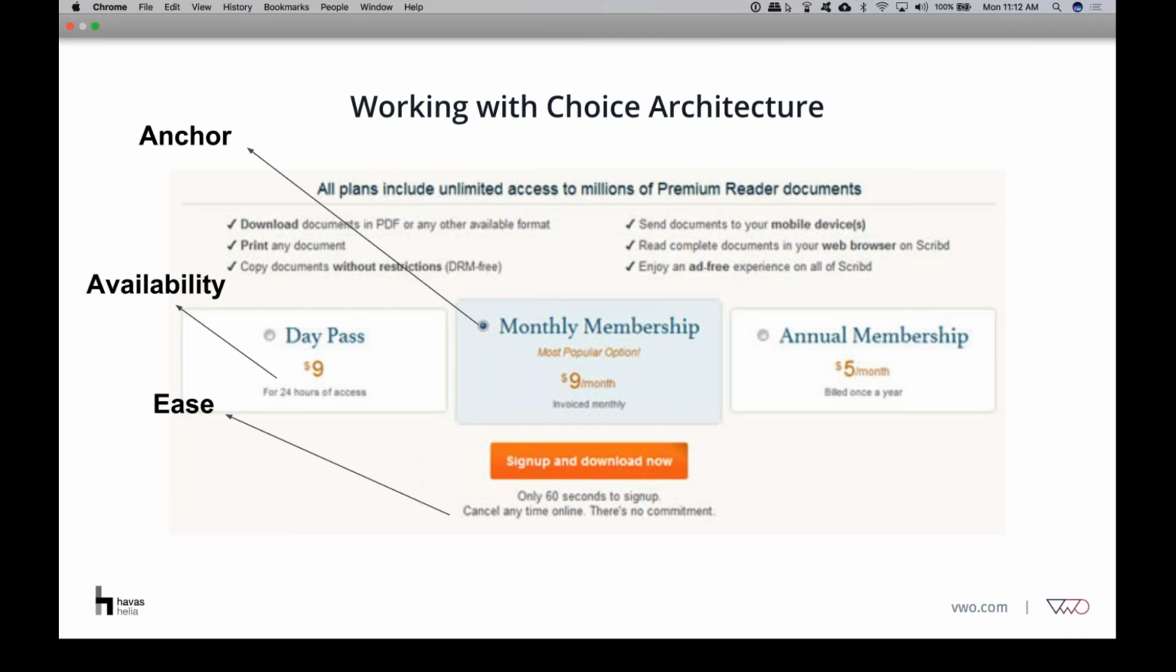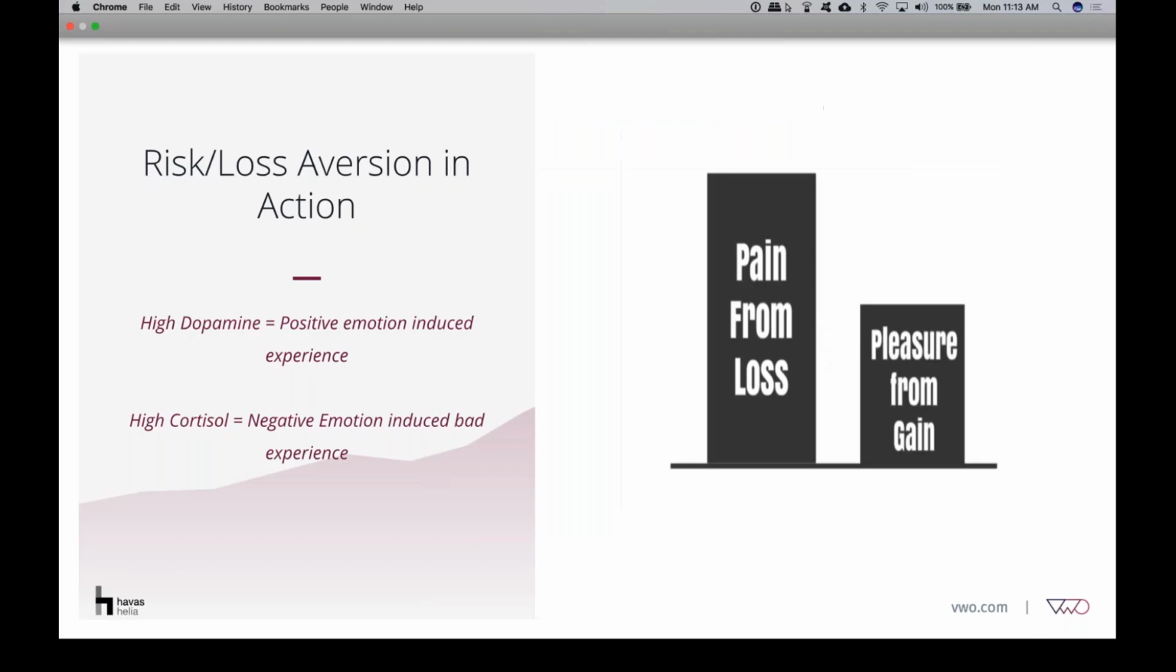So these three components of choice architecture play out really well in helping your user or visitor on your website make a decision or take an action in terms of proceeding to your checkout or conversion.